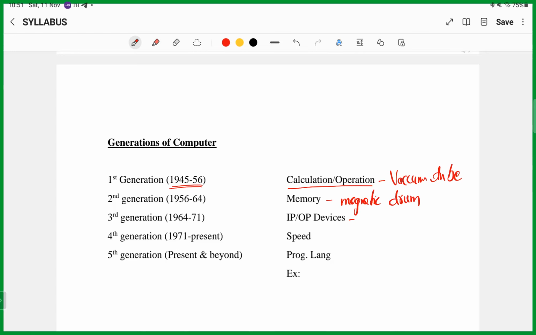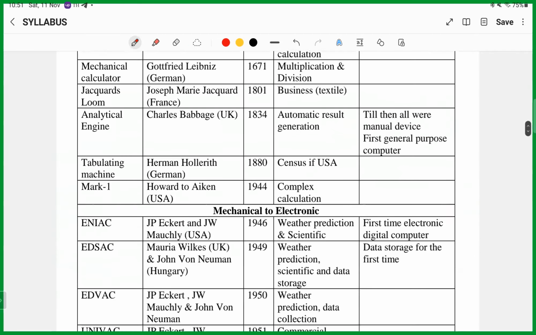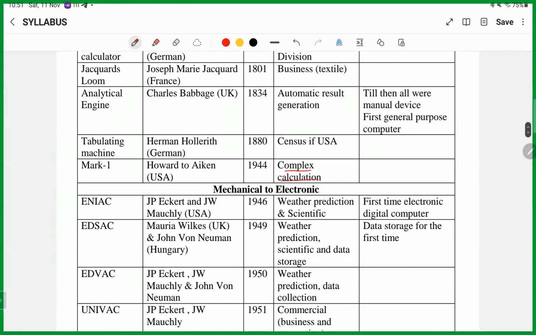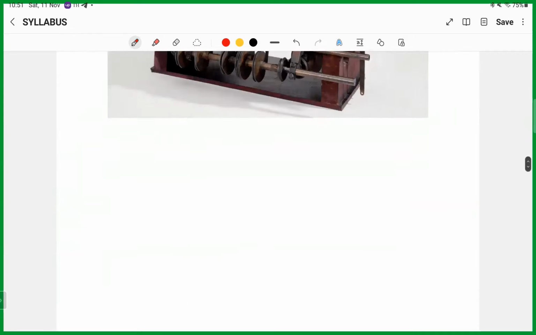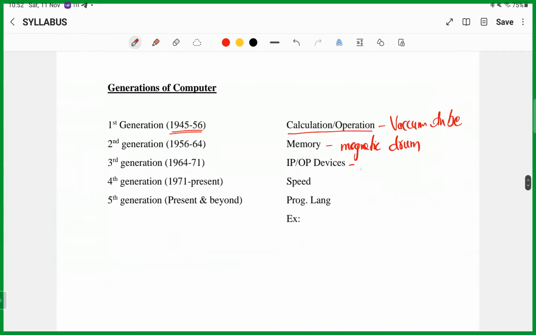Next, IPOP, what is IPOP devices? It's nothing but input output devices. Okay. Was there a mouse and keyboard at that time in the first generation? Just tell me. At that point of time, is there a possibility of mouse and keyboard? Which time are we in? The time of complex calculation. No, there is no possibility of having mouse and keyboard at that point of time. Okay, but they had an input and output device we call it as punch card. Punch card. Basically, it's a manual device. Punch card. It's a manual device.